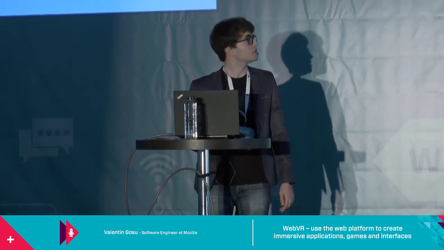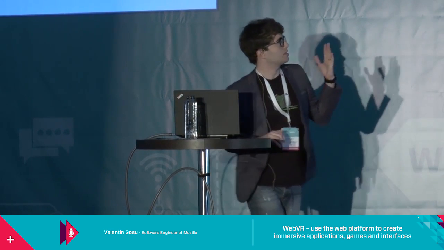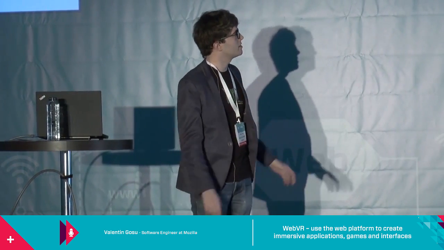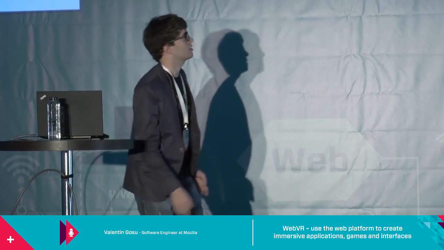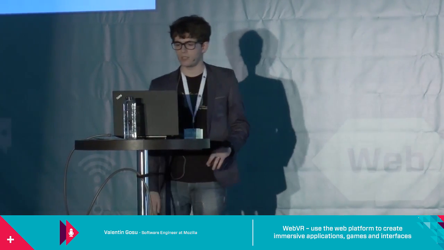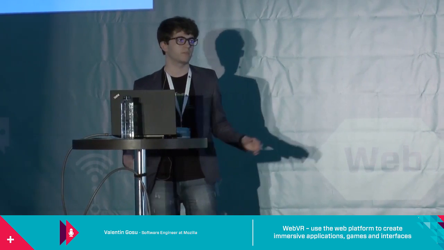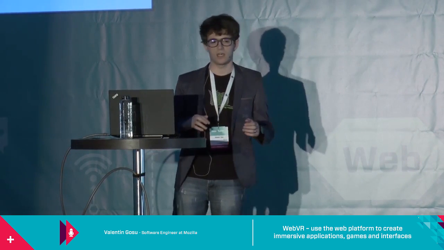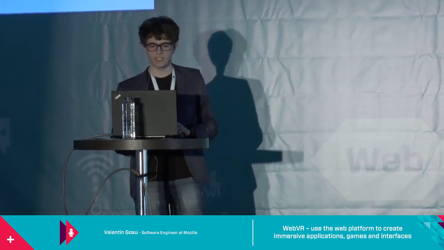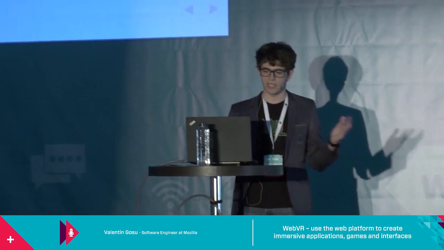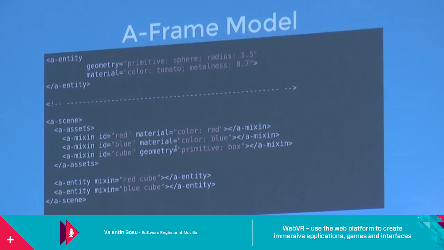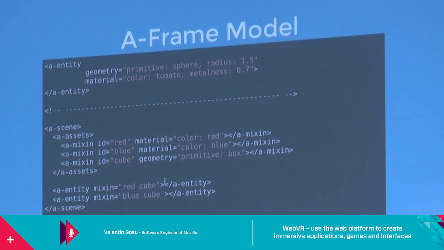That's how it works. You have a geometry for your entity, so you say, okay, it's a sphere, and then you have a material. You say, okay, this is the color of it, and so on. The cool thing about A-Frame is that you can really mix these components around. I can say this is a red object, so it has the color red. And this is blue, and it has the color blue, and the cube. So you can then say a red cube, and it will just work.